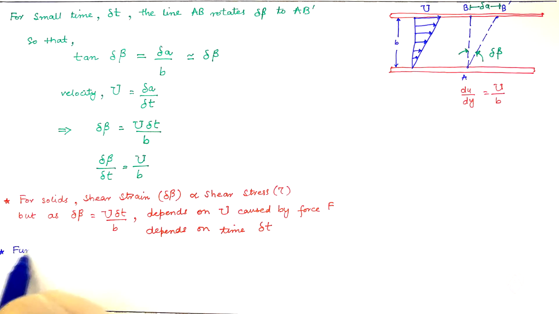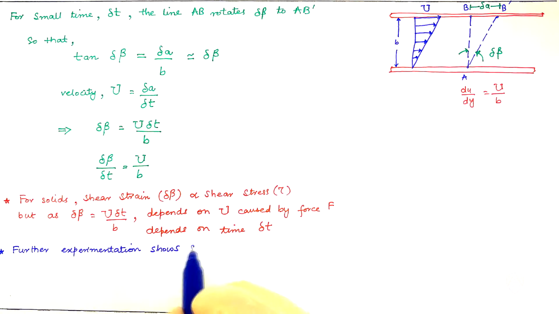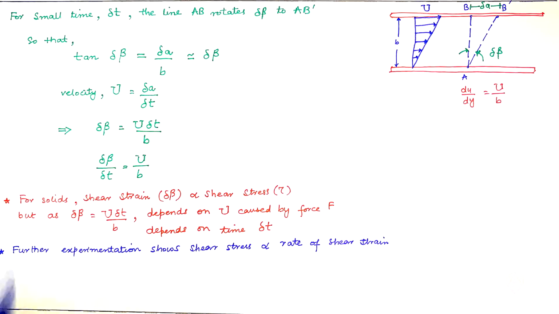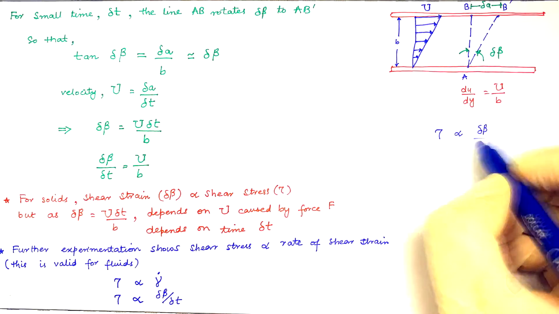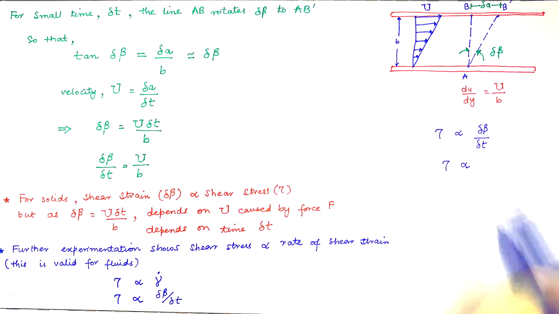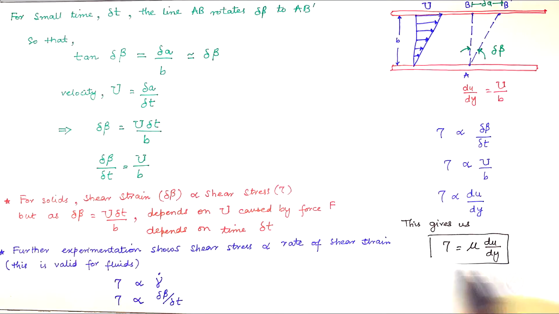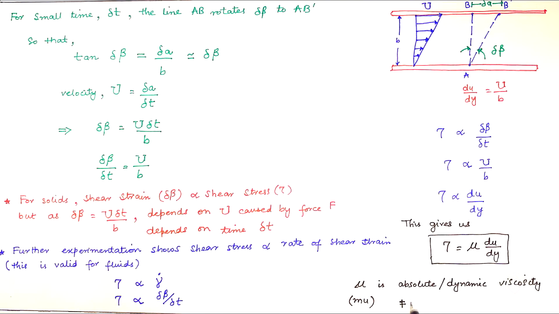Further experimentation shows shear stress is directly proportional to the rate of shear strain. This is valid for fluids only, where tau is proportional to del beta over del t. This rate of angular strain is equal to the velocity gradient. Thus we get the constant of proportionality defined as viscosity. Mu is the absolute or dynamic viscosity, given by FL-2T or ML-1T-1.